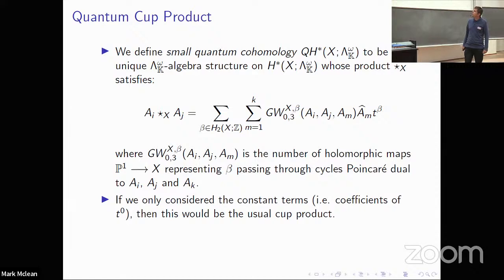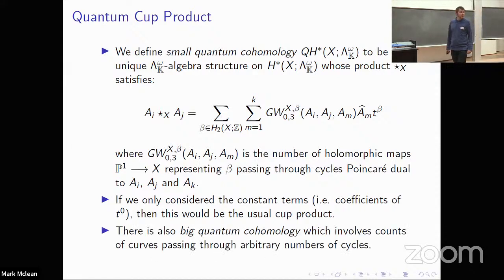So that's the small quantum cohomology group. And then there's also a big quantum cohomology group, which I'm not going to explain, but basically you count curves passing through an arbitrary number of cycles. So this Novikov ring is way bigger and it's a lot more data.